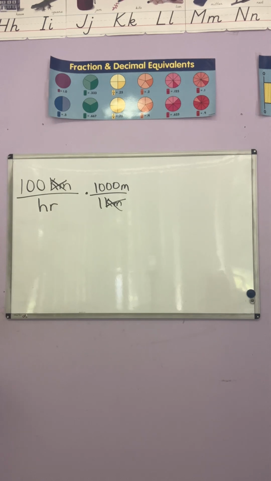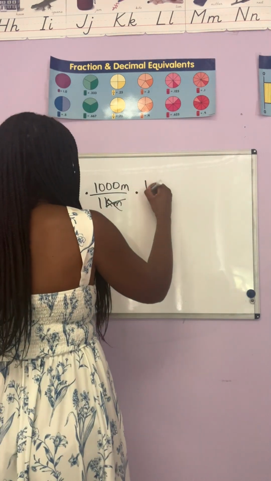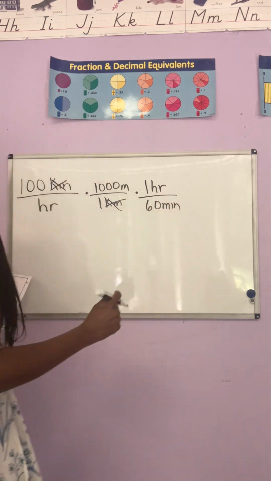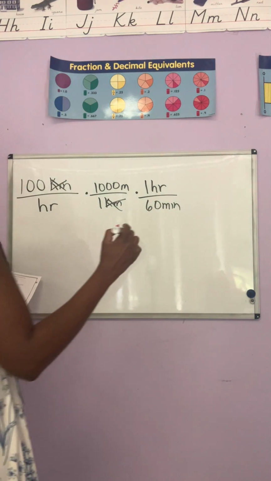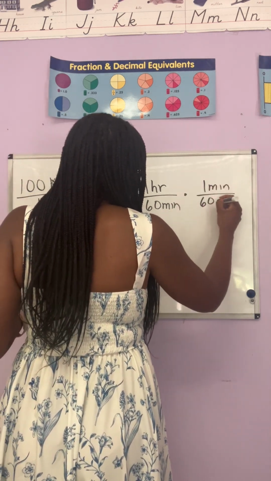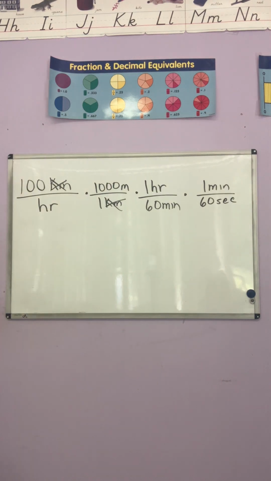So we've already gotten to meters, but now we're at hours and we're trying to get to seconds. So we need to know that 1 hour is 60 minutes. I'm sure you guys know this. And then we're trying to get to seconds, so we need to know that 1 minute is 60 seconds. Then we can just multiply and divide, and you can check your answer to see if you are correct.